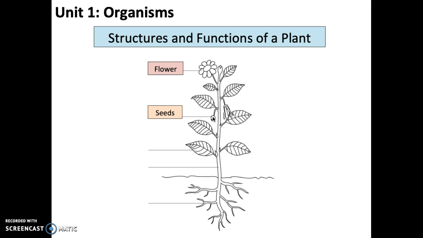Seeds contain the beginning of a young plant as well as a supply of food for the plant. The function or purpose of a plant's leaves is to make food from the energy in sunlight.